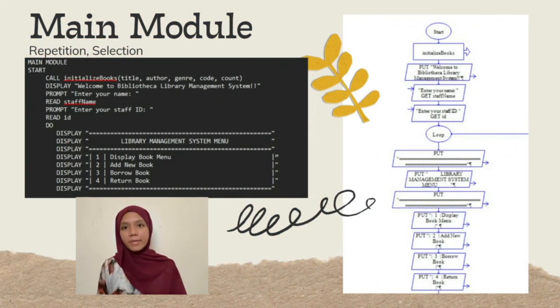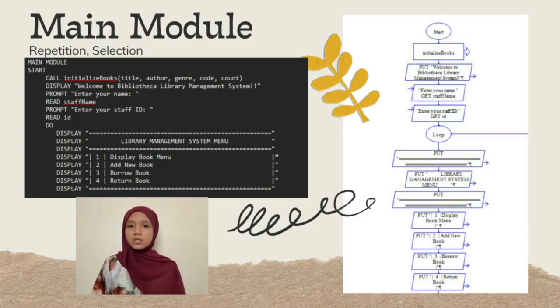So, this is the main function where all the program works here. The program starts by initializing the book data using the initialize books function to ensure all books information are ready before the system is used. Next, the system will display a welcome message and ask user to enter their name and staff ID. After that, the system will enter a do-while loop which allows the main menu to be displayed at least once and repeated based on the user choice.